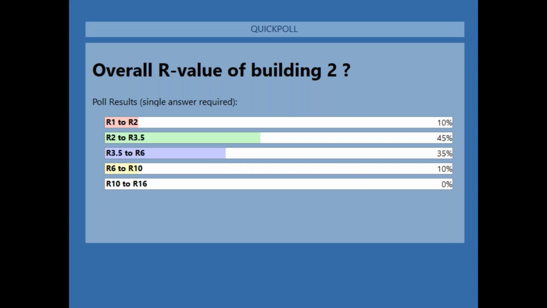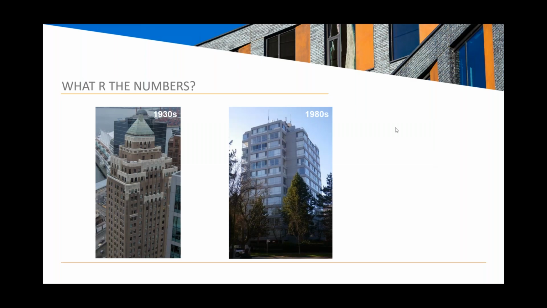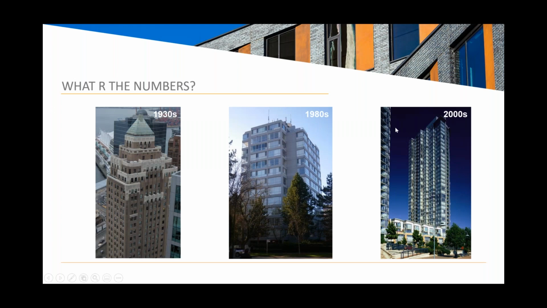So I may have biased things a little bit with my presentation on that one, but the majority of folks, again, in that R2 to R3.5, followed closely by R3.5 to R6. So a little better than the 1930s building, but nobody thinks it's an R10 to R16. So great, thank you very much for that. We'll move on to the third and final building.